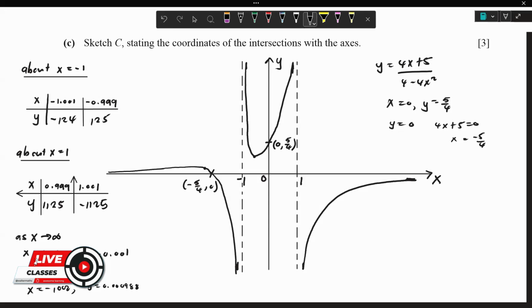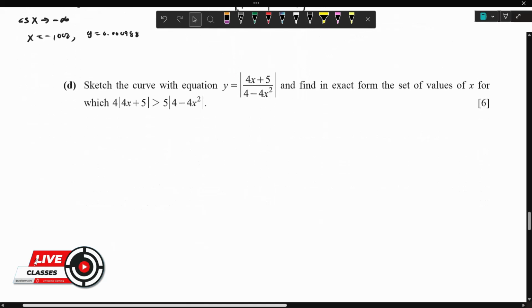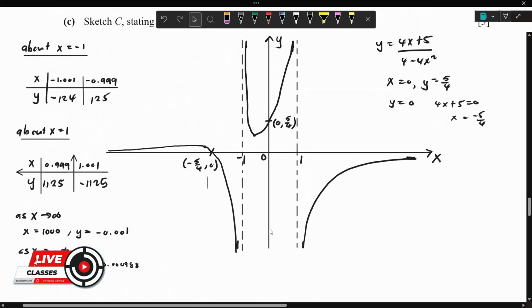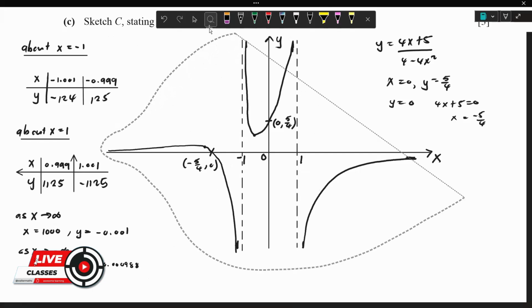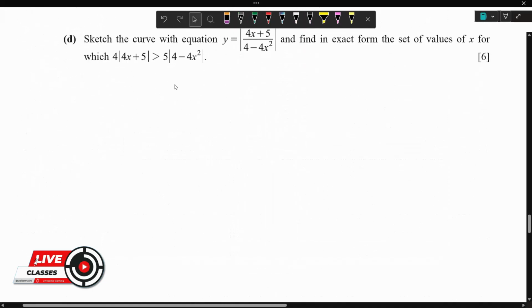On part D, they say sketch the curve with equation that. I only did the first part. The second part, I didn't have enough time. Okay, so you did the first part. Okay, let's look at that. So let's place it here.